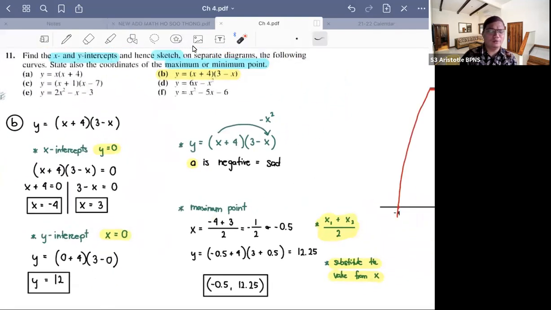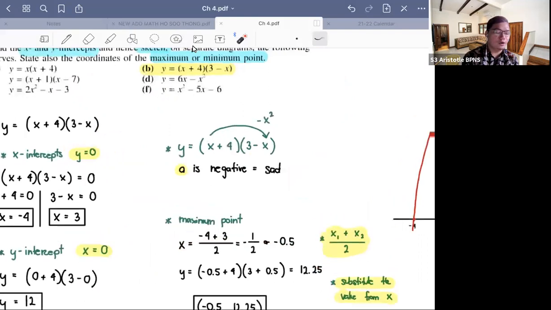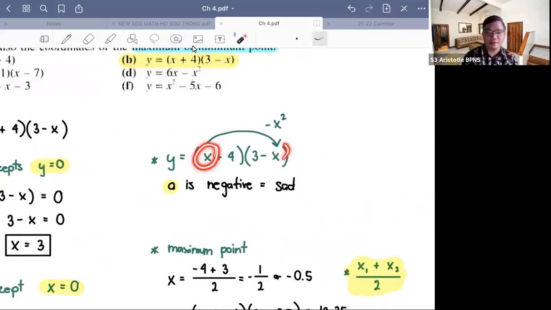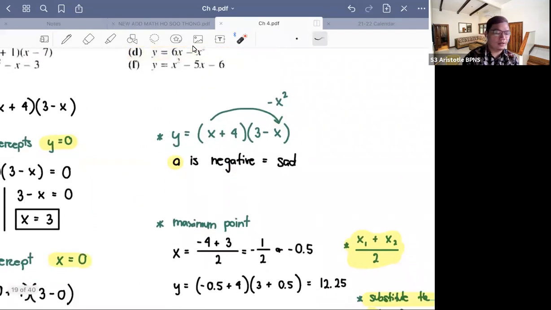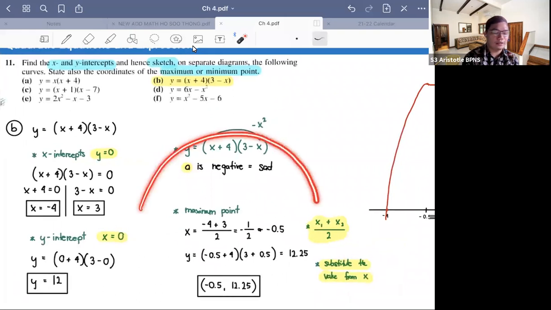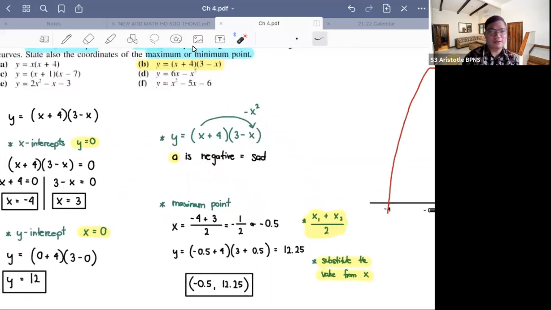Again, we need to sketch this. So we need to know how the graph will look. Is it happy or sad? Again, the shortcut here, class, is go ahead and multiply x and x. When you multiply x and negative x, obviously you will get a negative x squared, making your a negative. That means that your graph is sad. It will look like this, right? So the turning point is your maximum point. So how do we find the maximum point again?